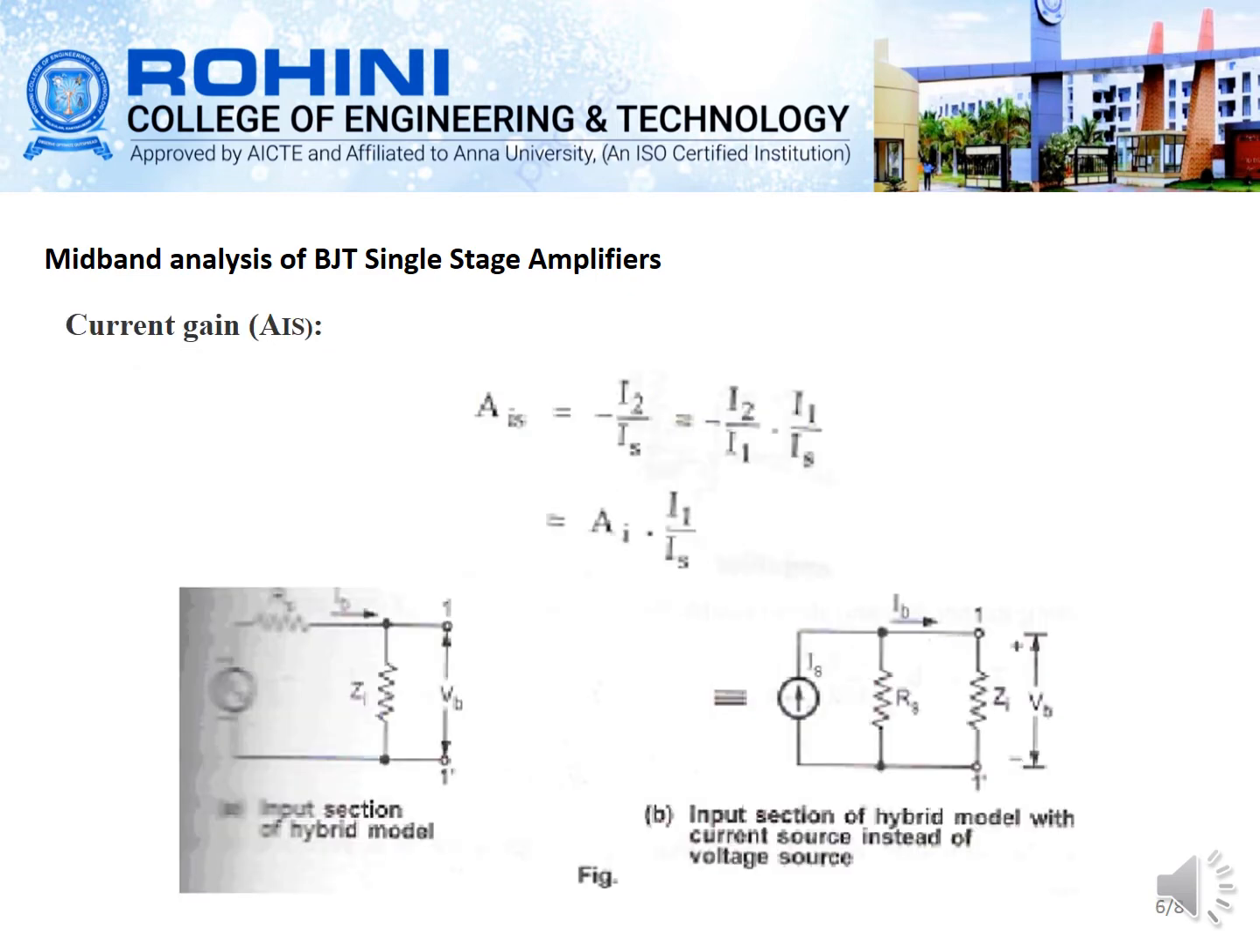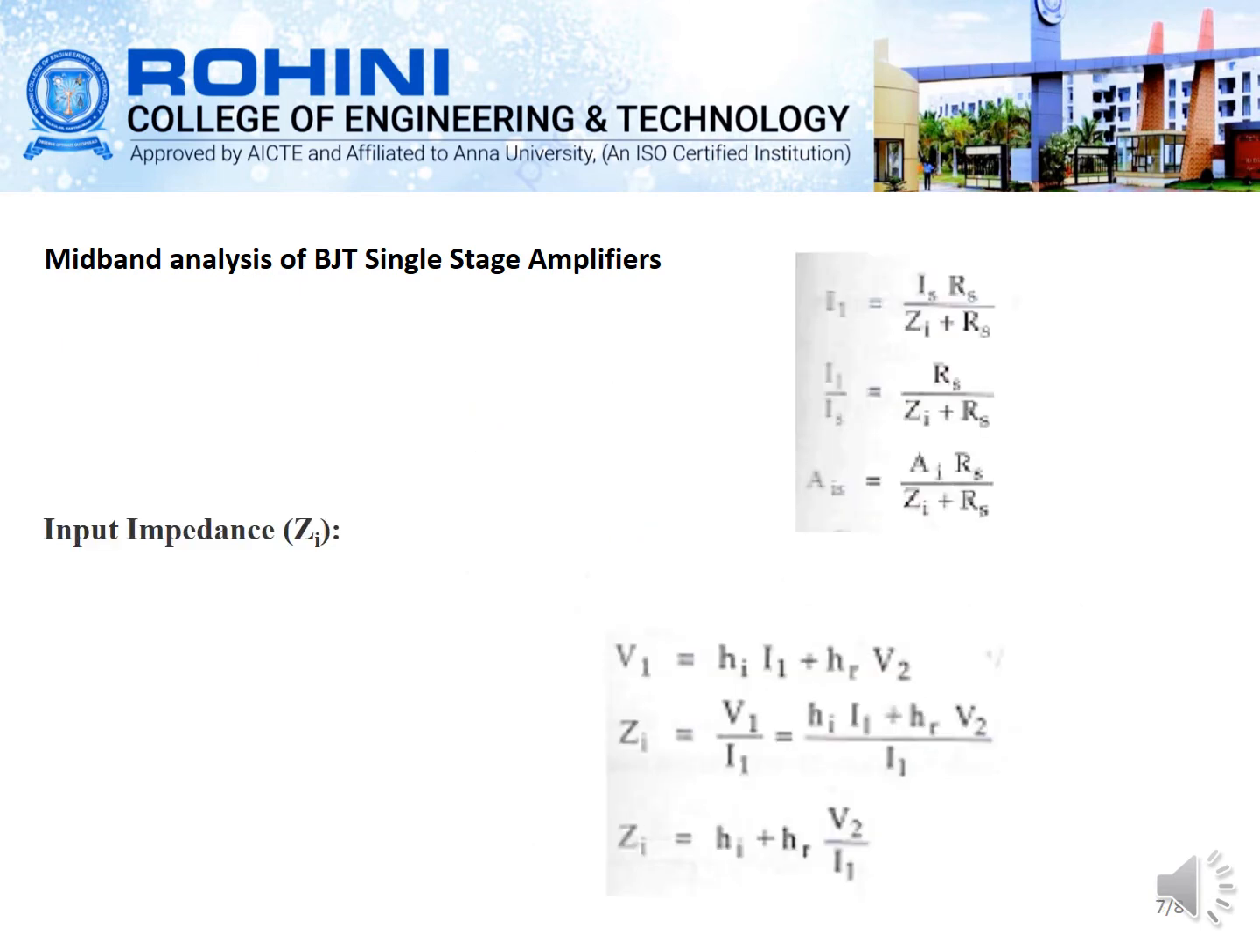And to find the current gain with respect to the source, AIS is equal to minus I2 divided by I1 into I1 by IS. So here also we are drawing the input section of the hybrid model with the current source instead of the voltage source.